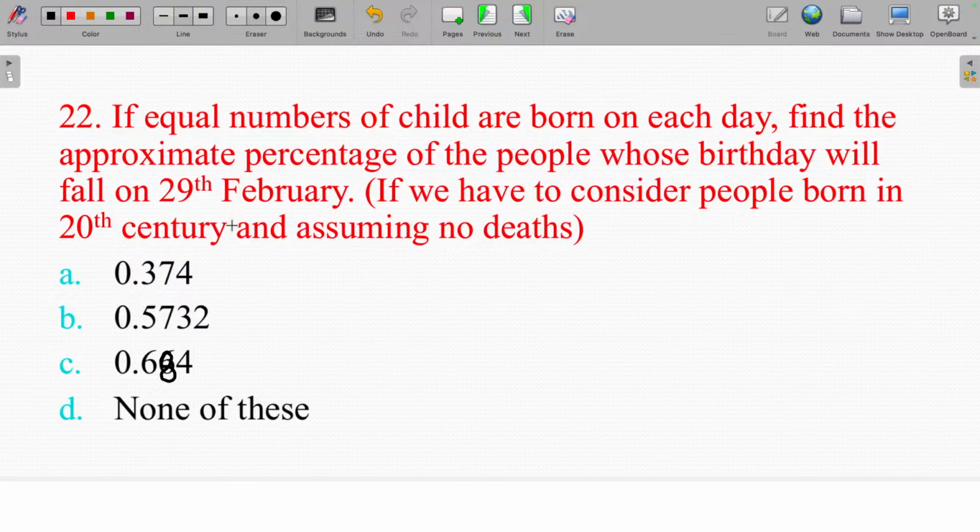Okay. So now, a very important question. Yesterday we discussed the same kind of question, yet here the language is a little difficult. Read the question. This is one of the exam questions. If an equal number of children are born on each day, very important question it is, guys. Find the approximate percentage of people whose birthday will fall on 29th February. Very important question. Try to do it.